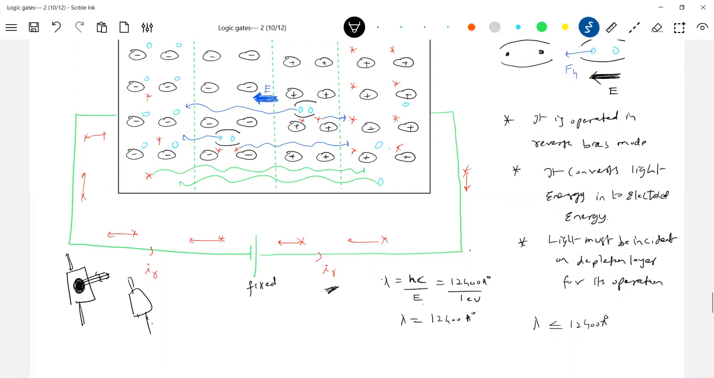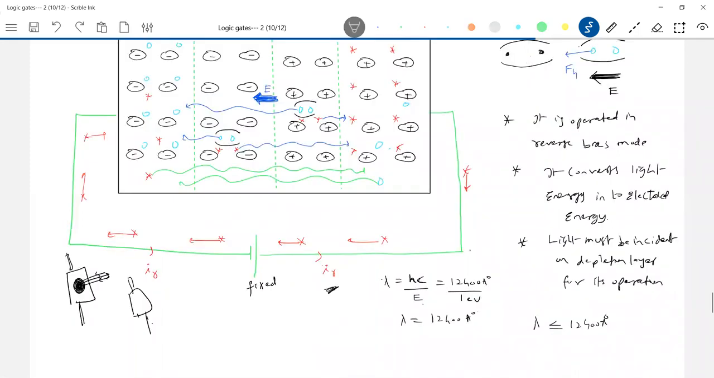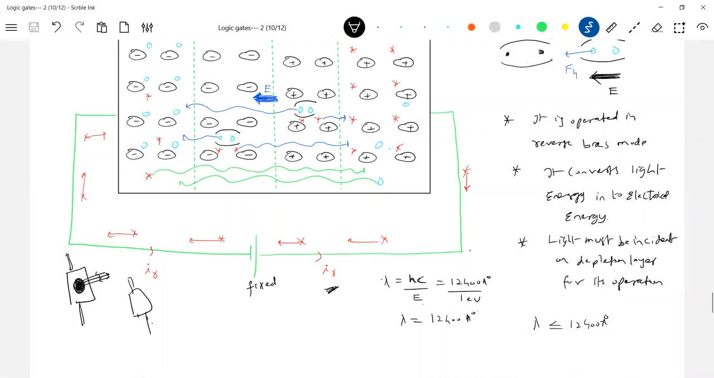So shall we put a condition like this? Lambda should be less than or equal to hc by E, and E is the band gap. Why only germanium and silicon? Let us make it generalized. Lambda should be less than or equal to this, where E is the band gap and lambda is the wavelength.